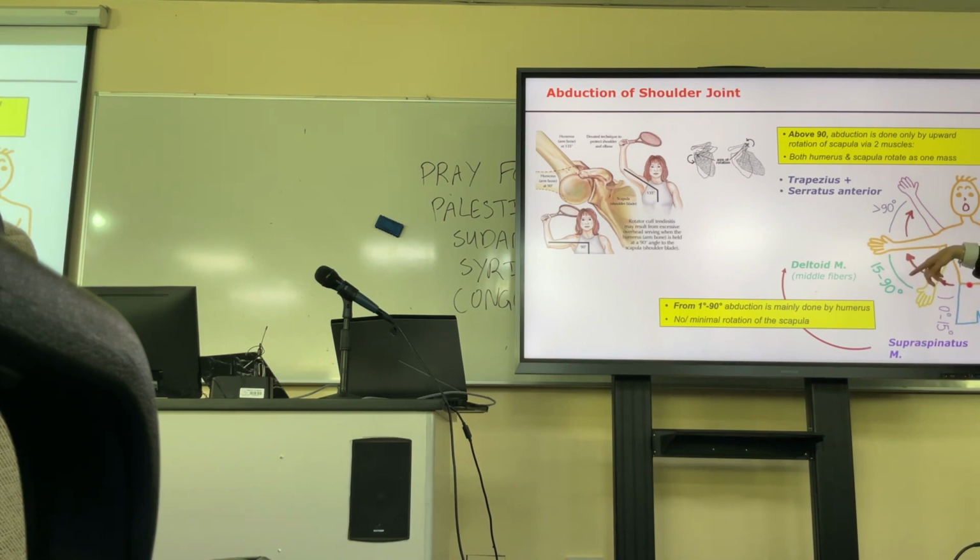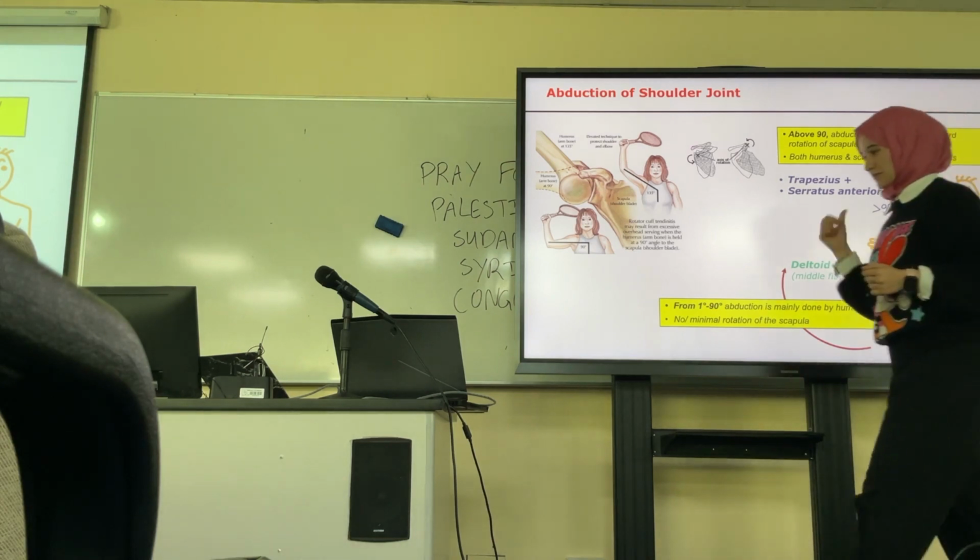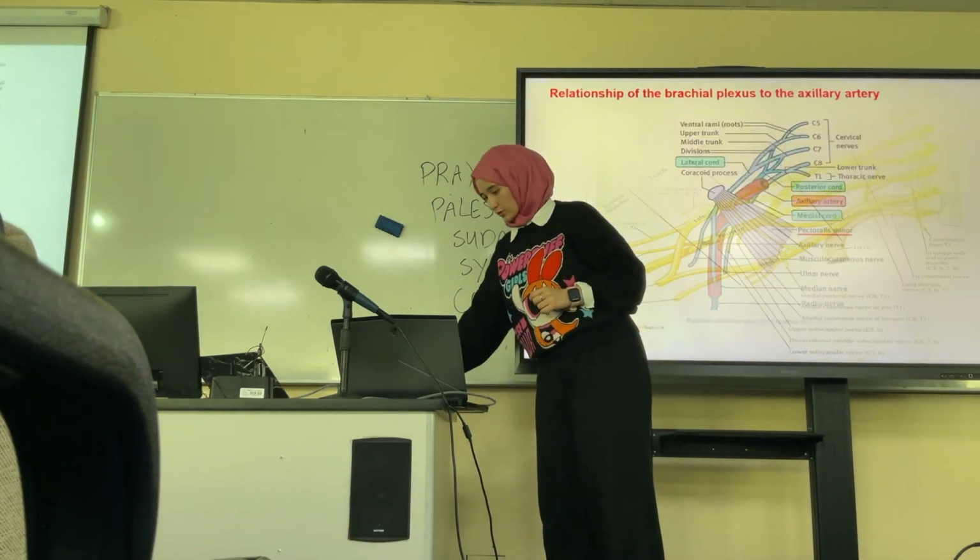The deltoid is innervated by which nerve? Axillary, yeah. And the rest, the serratus anterior, long thoracic, and the trapezius. I don't remember the trapezius. The serratus anterior is the most important one.